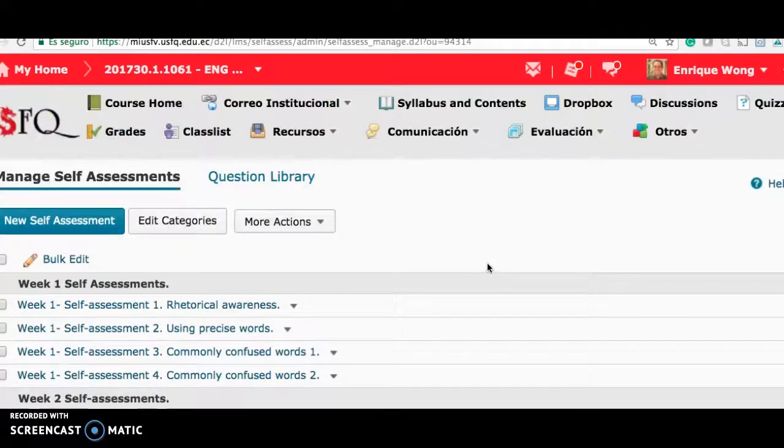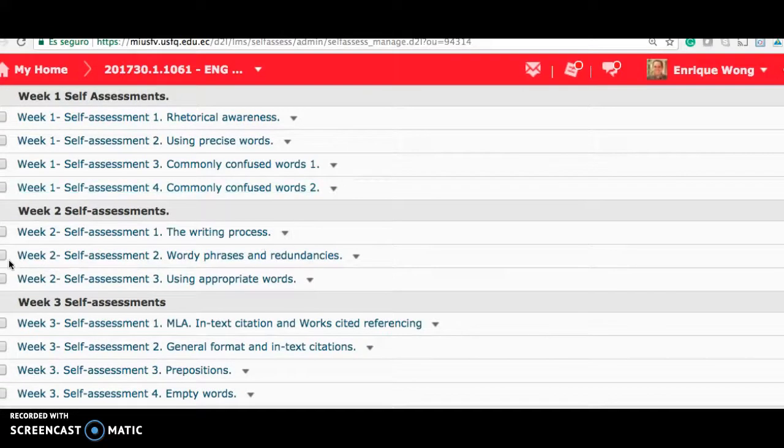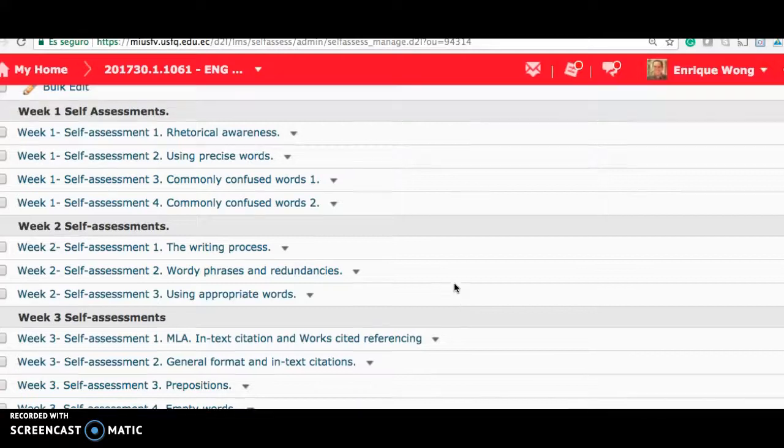You're supposed to do the self-assessment before the end of the week, before Sunday. As usual, I would recommend having all these exercises done before Saturday. You don't want to leave everything until the end. Remember, the enemy of our class is procrastination.